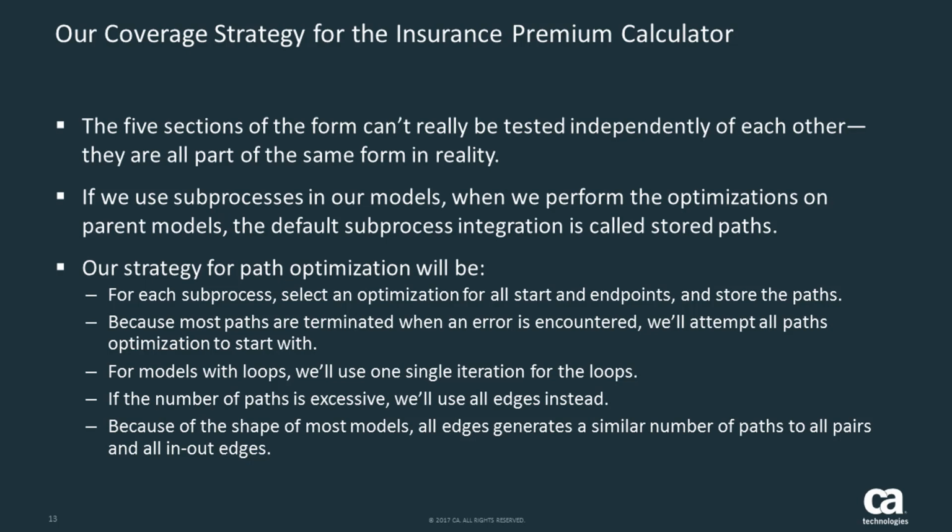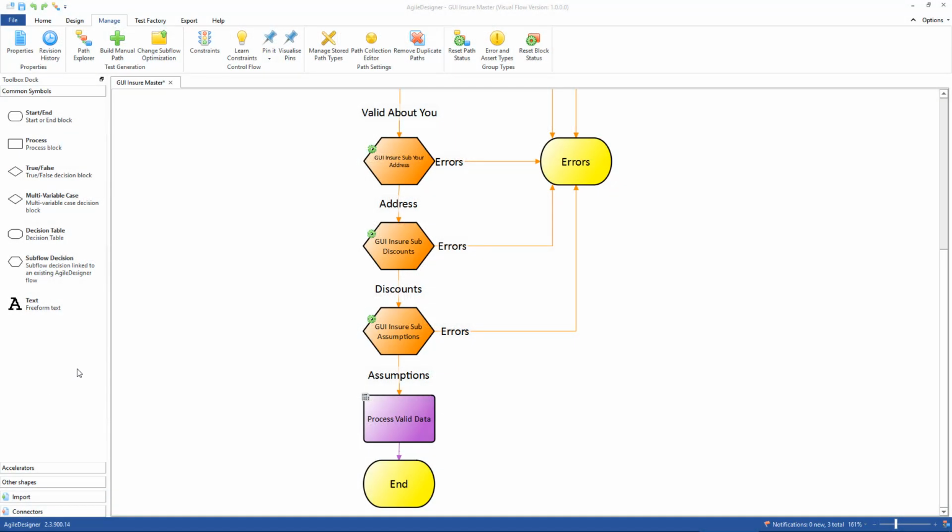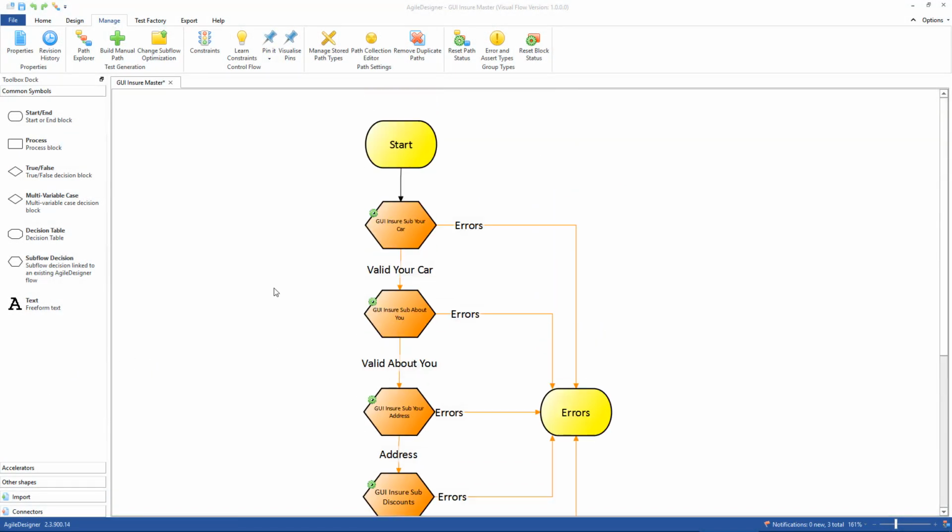Now, choosing all edges, actually in these models that I've shown you and the way we've constructed the models, all edges actually generates a similar number of paths to all pairs and all in-out edges. So all edges gives me some comfort that actually the model is completely covered in that every decision outcome is exercised somewhere.